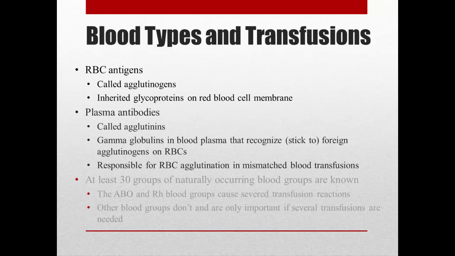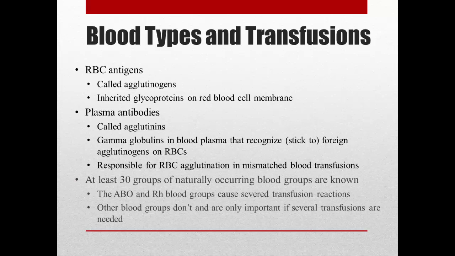Plasma antibodies are also called agglutinins. These are the gamma globulins we've talked about before, and they recognize foreign antigens, and then they deal with those by sticking to them and causing them to bind and therefore agglutinate or clump. So if you have a mismatch of blood transfusions, say you're A blood and you get a transfusion of B blood, your antibodies will attack that B blood and cause it to agglutinate.